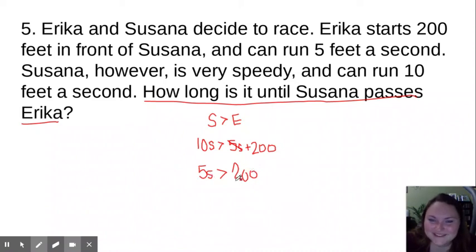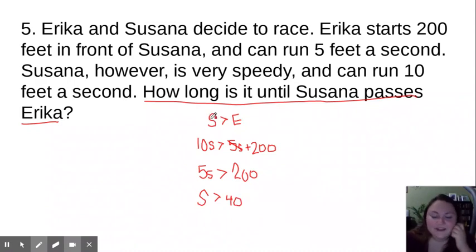And then you would divide both sides by 5. That's going to give you s is greater than 200 divided by 5. Well, I know 20 divided by 5 is 4. We're not dividing 20. We're dividing by 200. So that means this 0 here comes down. And I get s is greater than 40.